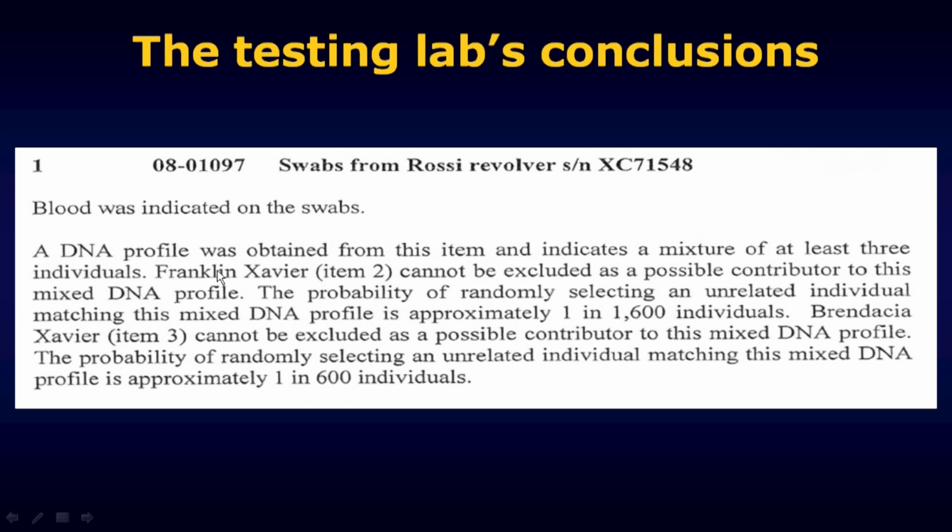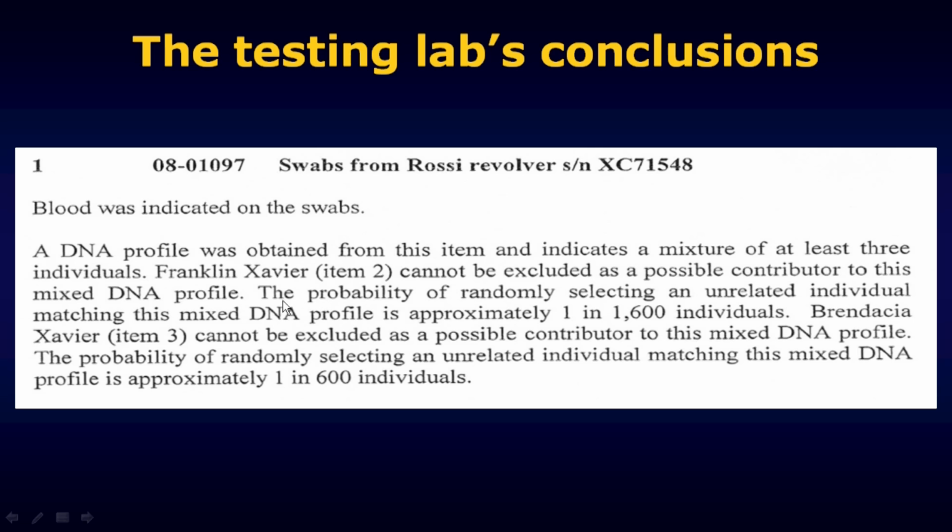Oh, sure enough, this is from their report. Their conclusion is that the DNA from that particular item, the weapon, the revolver, was a mixture of at least 3 individuals. I think we're spot on in agreement with what the testing laboratory had concluded. Franklin Xavier, his reference sample, can't be excluded as a possible contributor to this mixed DNA profile. That means we need to talk about a combined probability of inclusion, doesn't it? I'm not aware of any generally accepted alternative.